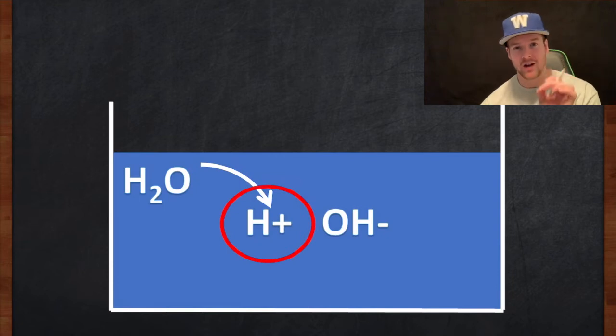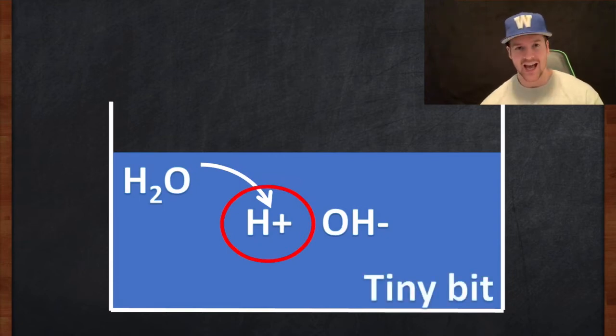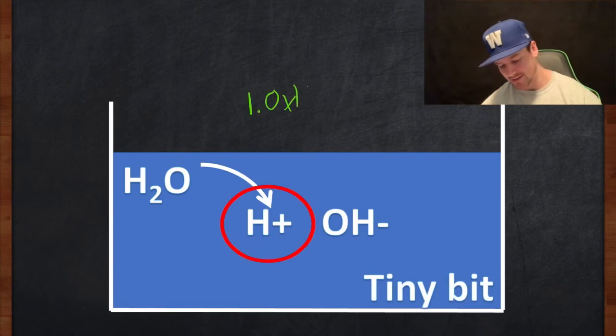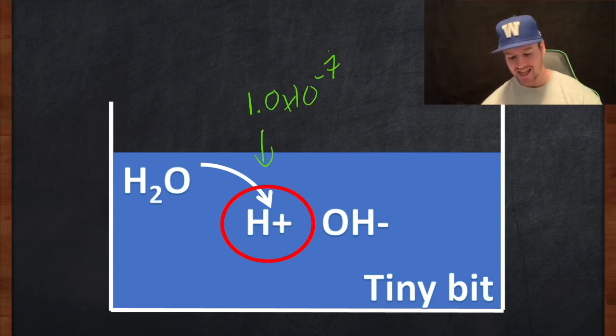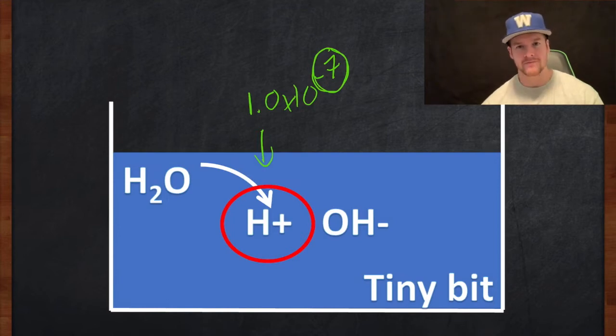So it's making a very small amount of these H+. I emphasize a tiny bit there. It's not like most of water is broken into H+ and OH-. It's a very, very, very small amount. The amount is actually 1.0 times 10 to the negative 7 for the concentration of these guys. That 7 is what represents pH of 7. But all you need to really know for right now is that tiny bit is equal to a pH of 7.